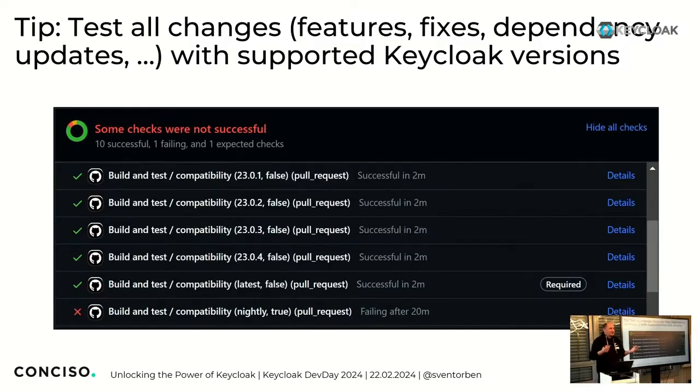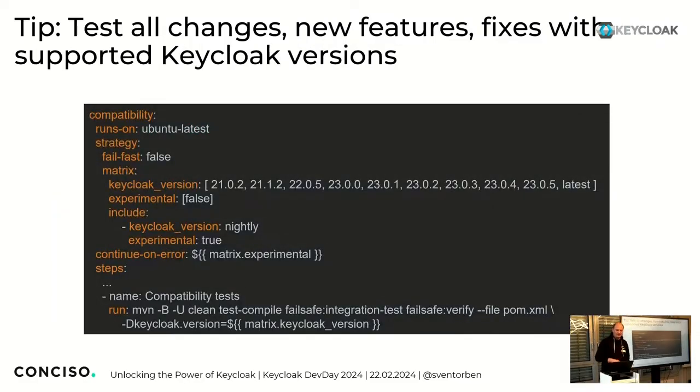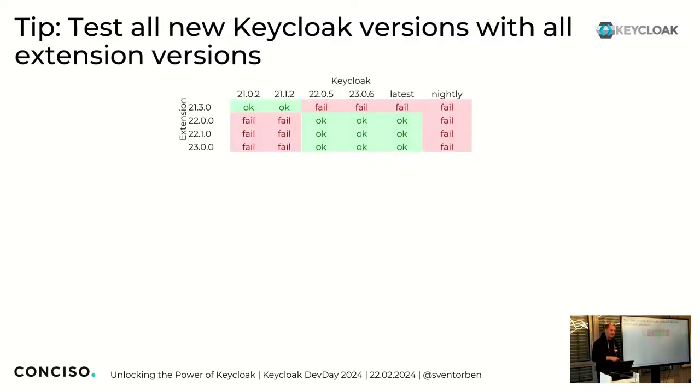So what happens when I do changes? That's what I do. And then there's the other side. What happens if the Keycloak project changes something? Like there's a new Keycloak version. And I would also recommend to test it. Test against every Keycloak version that's coming out and all your extension versions. So you get kind of a matrix, which basically tells you, okay, my extension in version X is compatible to Keycloak in version whatever.